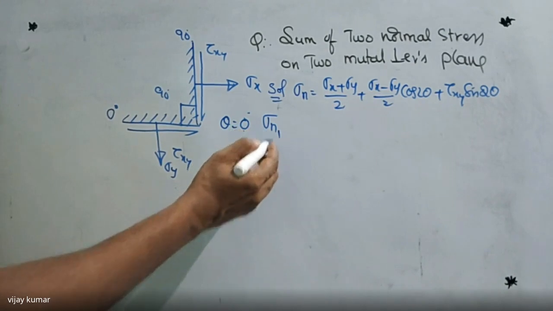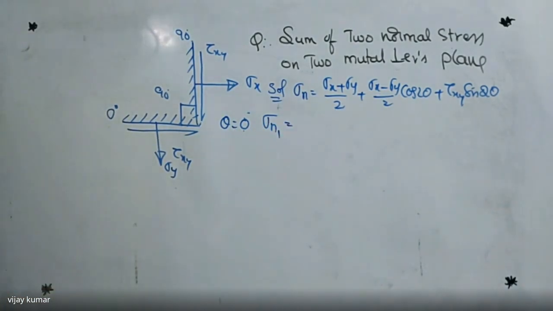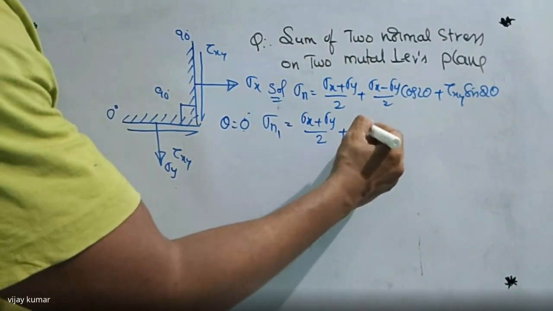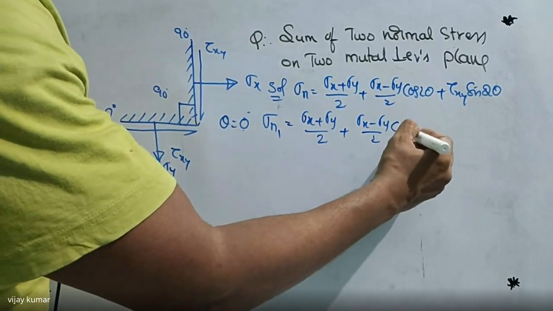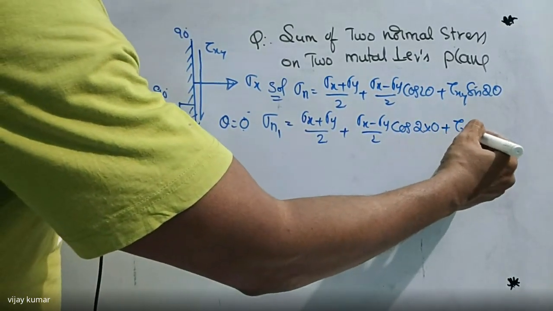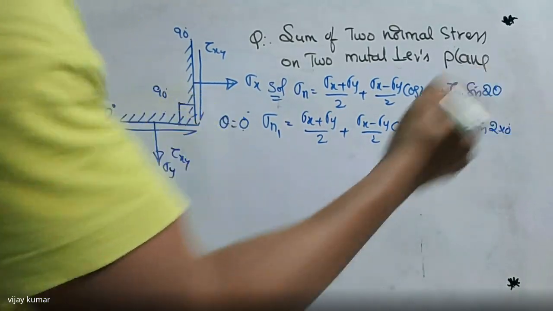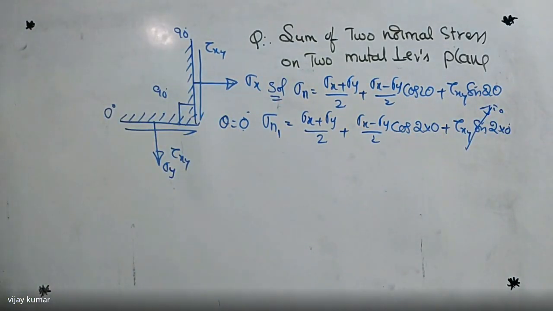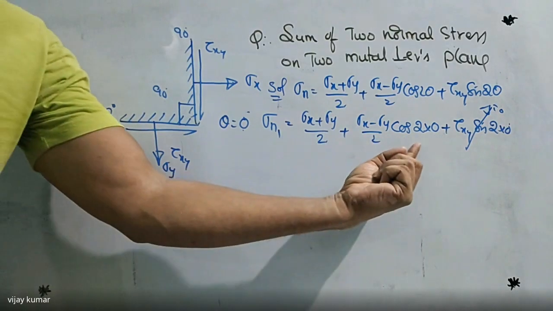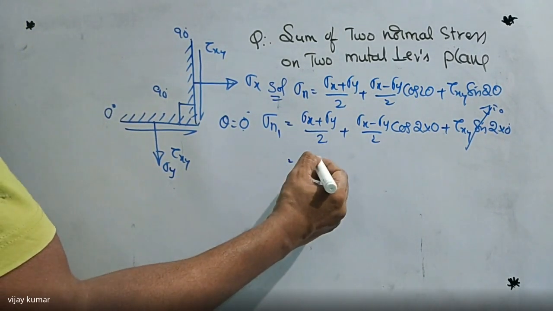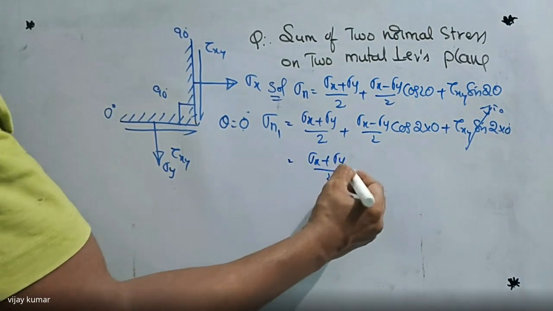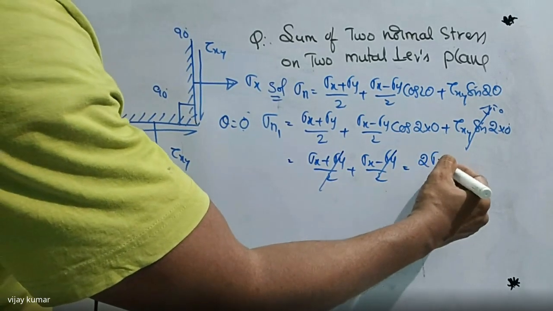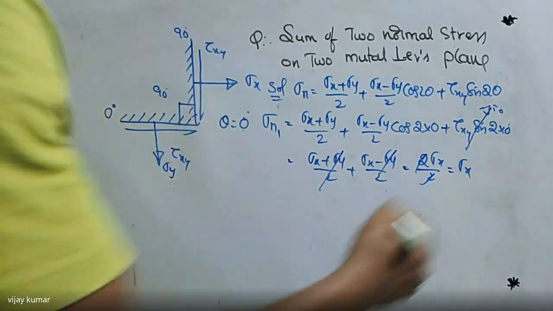The normal stress sigma n1 is equal to sigma x plus sigma y by 2, plus sigma x minus sigma y by 2 into cos 2 into 0, plus tau xy into sin 2 into 0 degrees. The sine value becomes 0 and the cosine value becomes 1. So we get sigma x plus sigma y by 2 plus sigma x minus sigma y by 2. The sigma y terms cancel, we get 2 sigma x divided by 2, which is sigma x.